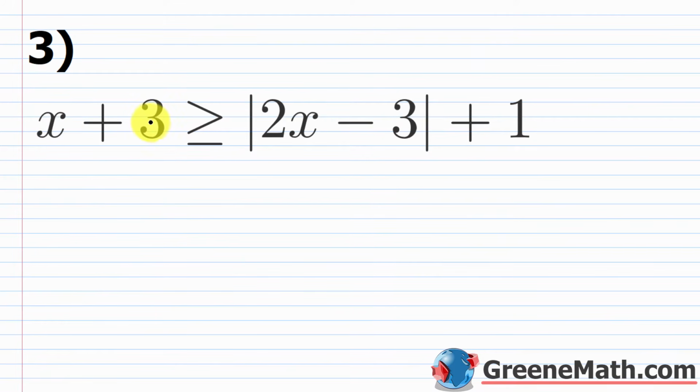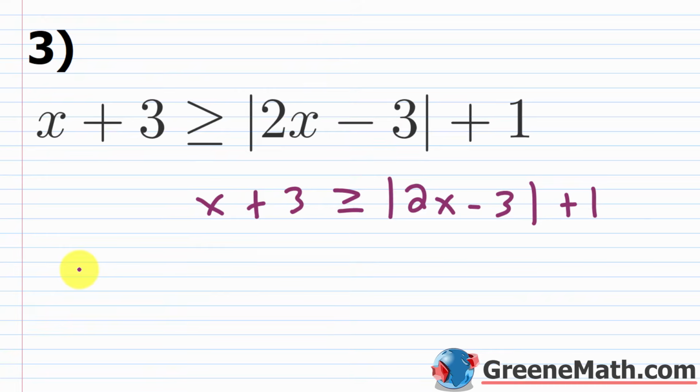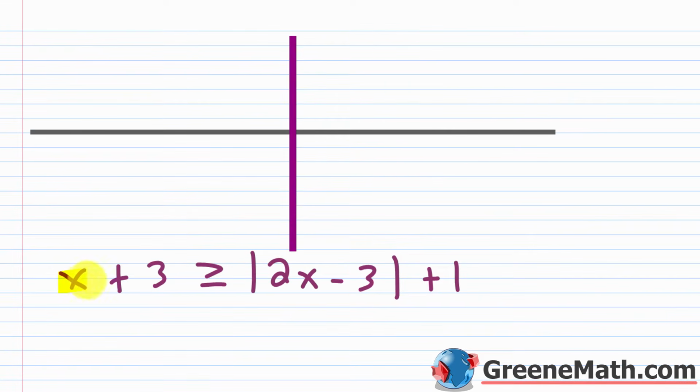We have x plus 3 is greater than or equal to the absolute value of 2x minus 3, plus 1. With this one, we don't have two absolute value operations, we only have one, so it's going to be a little bit easier. Let's copy the problem. Because we have this x outside of the absolute value bars, we still have to do a little bit more work.